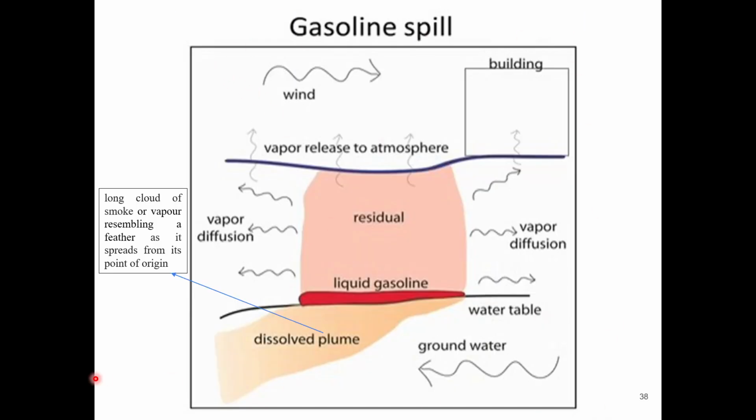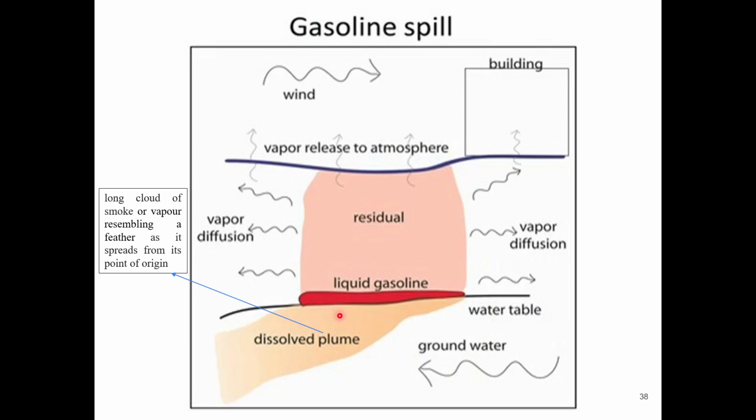So this is the example of a gasoline spill. Okay, so this spill has occurred. This was the liquid gasoline, and the spill has occurred. So this will basically result in residues. This residue will result in vapor, and vapor diffusion will basically happen in the soil. Then vapor will be released to the atmosphere, and in presence of wind it will flow. And there is this building also, so the flow can also go from the soil to the building.